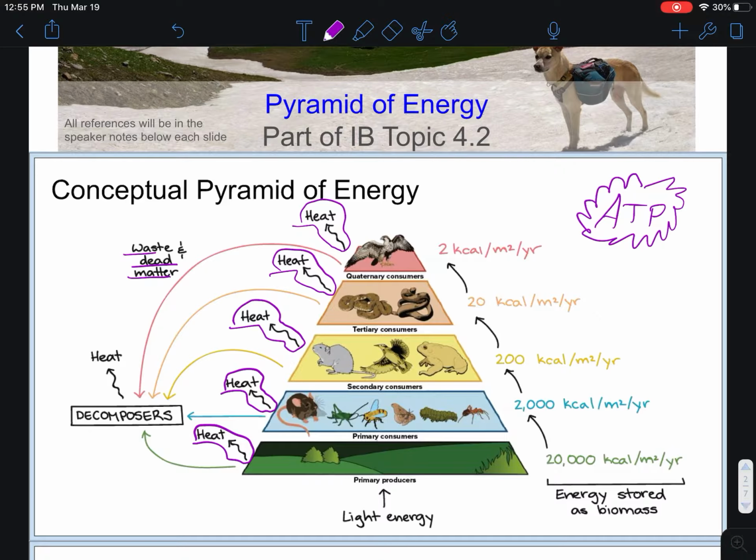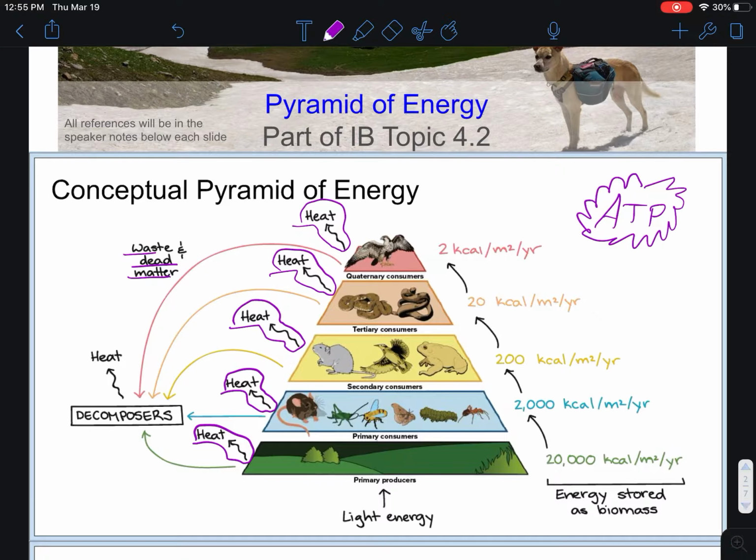All right, let's zoom into the less pretty version of this, the quantitative pyramid of energy. In the quantitative pyramid of energy, quantitative meaning quantity, the length of the bar actually is going to represent the amount of energy in that trophic level.